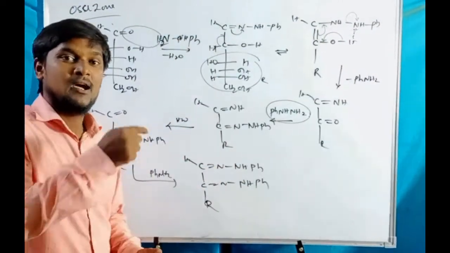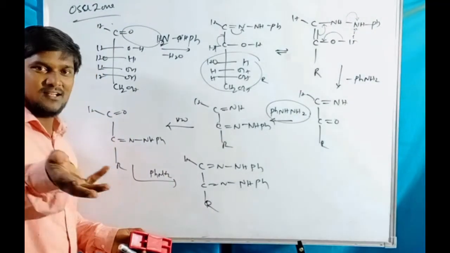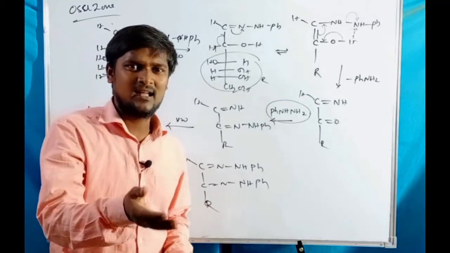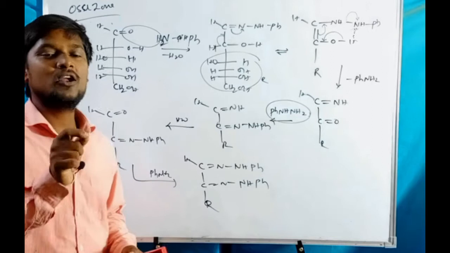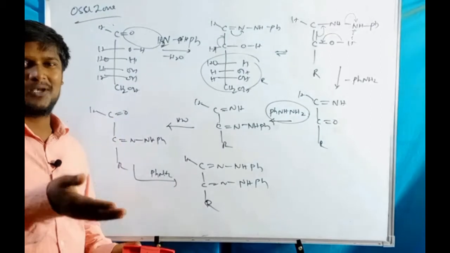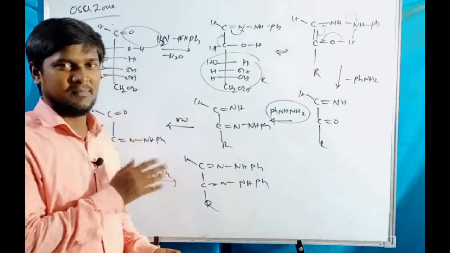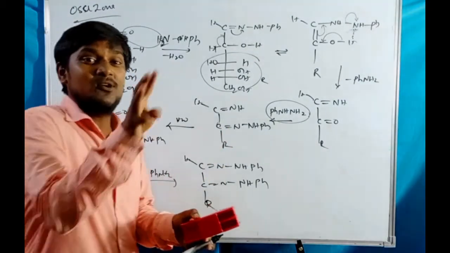But overall, the osazone product has only four nitrogen atoms. In basic level entrance tests, like a local university test, they ask questions like that: in osazone, how many nitrogen atoms are there? They ask very silly types of questions. Now here the osazone has four nitrogen atoms, but we used three moles of phenyl hydrazine.